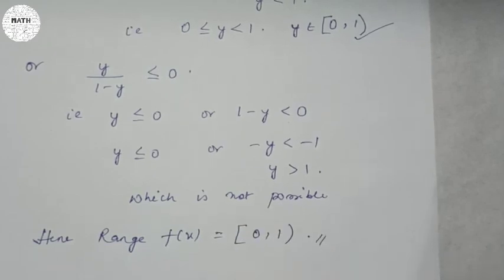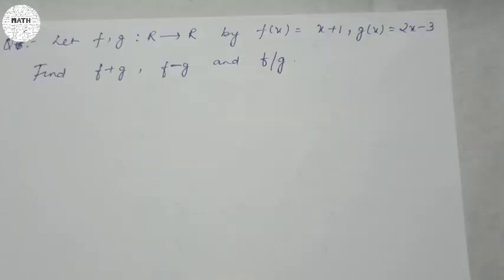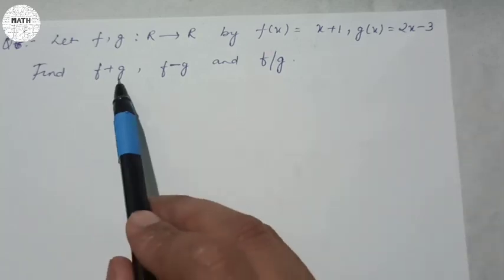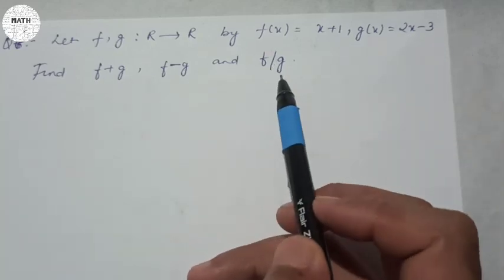That's the answer. Okay, question 7 is given that let f, g such that R tends to R is defined respectively by f of x is equal to x plus 1, g of x is equal to 2x minus 3. Find f plus g, f minus g, and f divided by g.